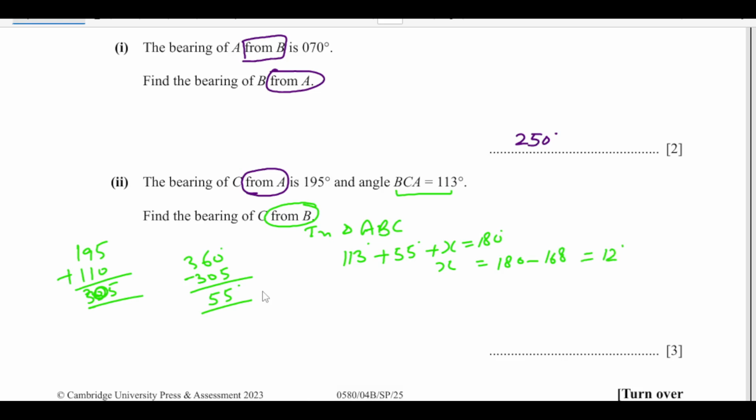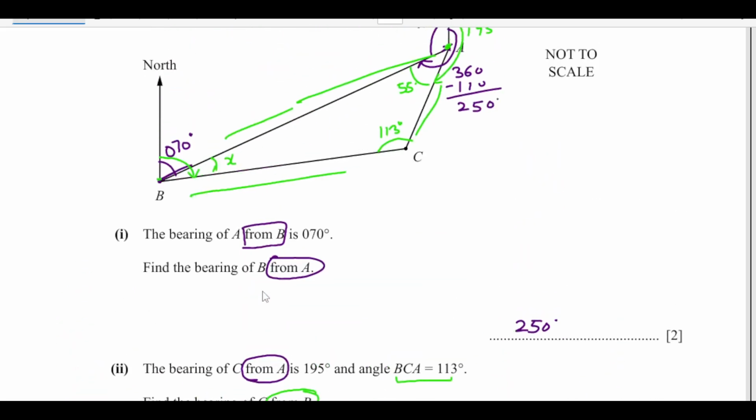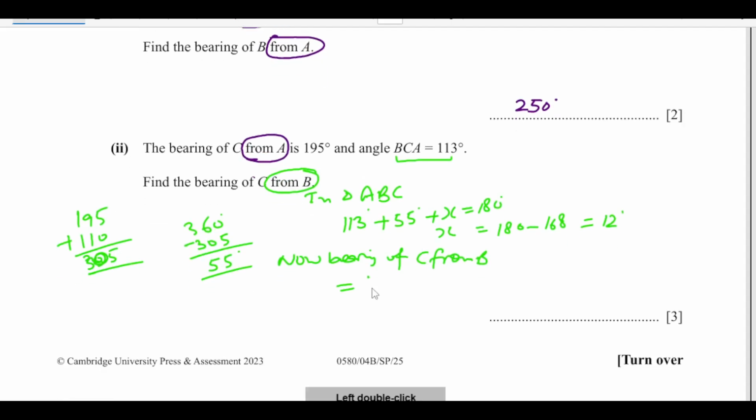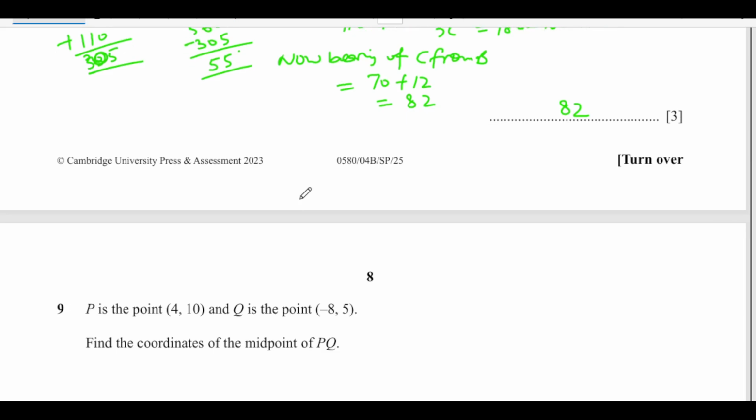So now the bearing of C from B is going to be, sorry, this is 70 and we got this as 12. So 70 plus 12 is 82. 82 is the bearing, right? Okay, now let's move to the next question.